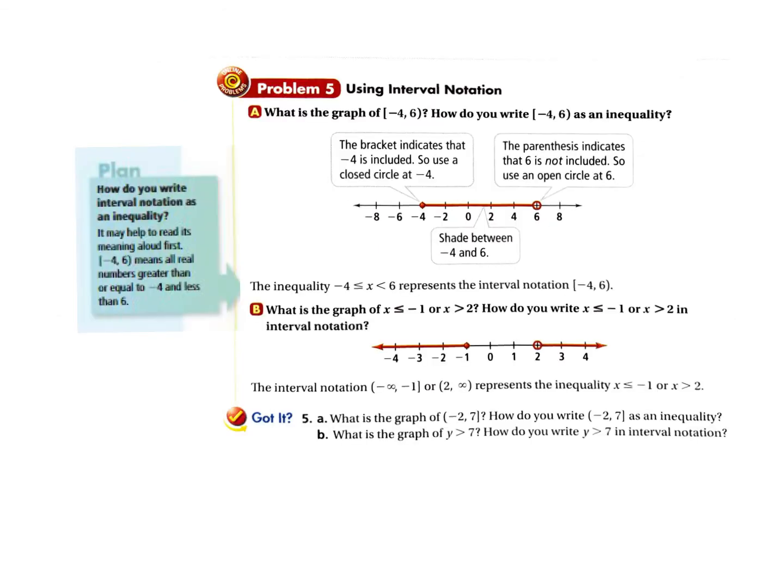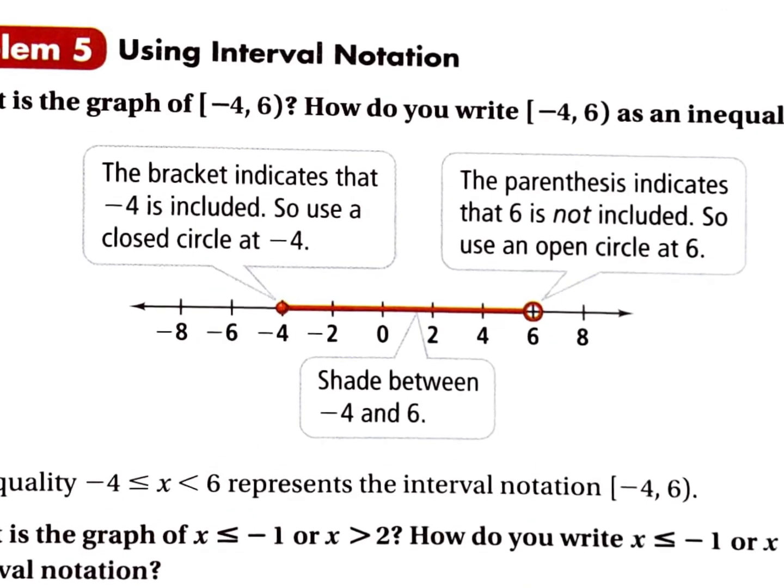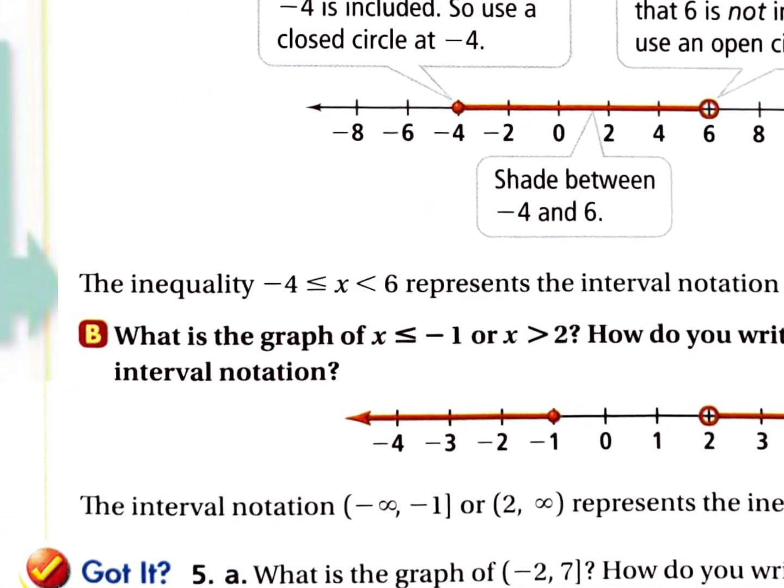On problem 5, they kind of go the other route, and they tell us this is our interval notation, what would the graph be, and what would the inequality be. So if you graph it first, it would be a closed circle at -4 going to an open circle at 6. Since it's in between those two things, then we could just make it in between for our inequality. So our inequality would be -4 is less than or equal to x, which is less than 6.